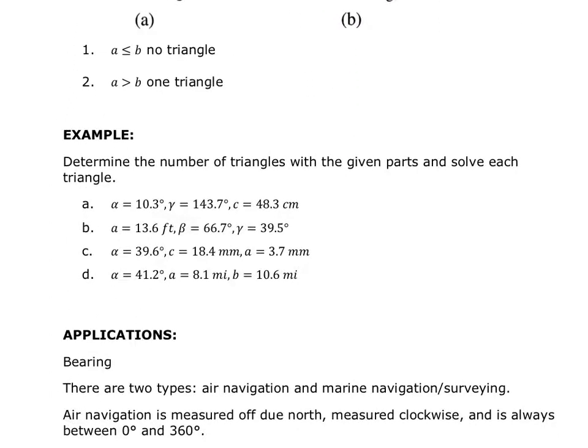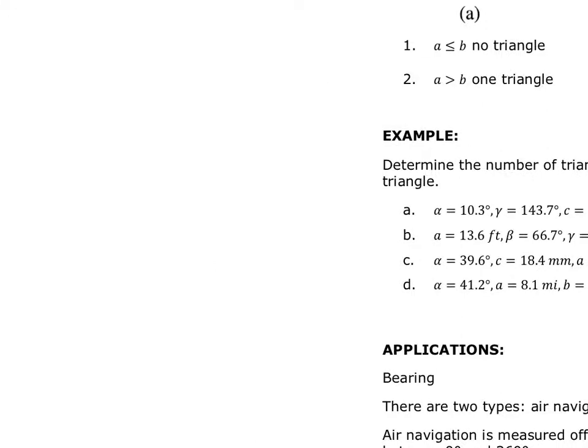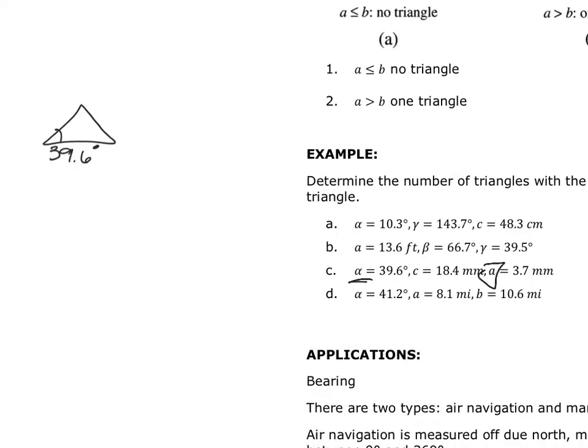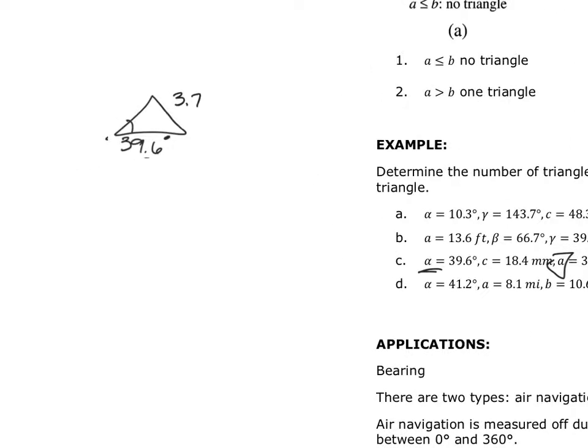All right. Let's take a look at C. I'm going to write all this information down on the left-hand side here. So I have 39.6, 3.7, and 18.4. The first thing I do is draw my triangle. I'm going to call this 39.6 degrees. That means opposite it needs to be my A, because that's alpha, so I'm going to put in the 3.7. It doesn't matter where I put the 18.4, so I'm going to put it right there.